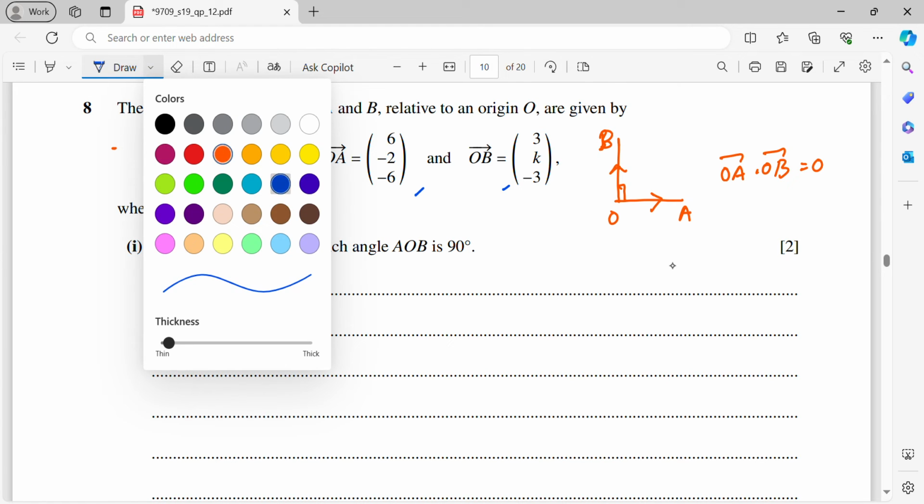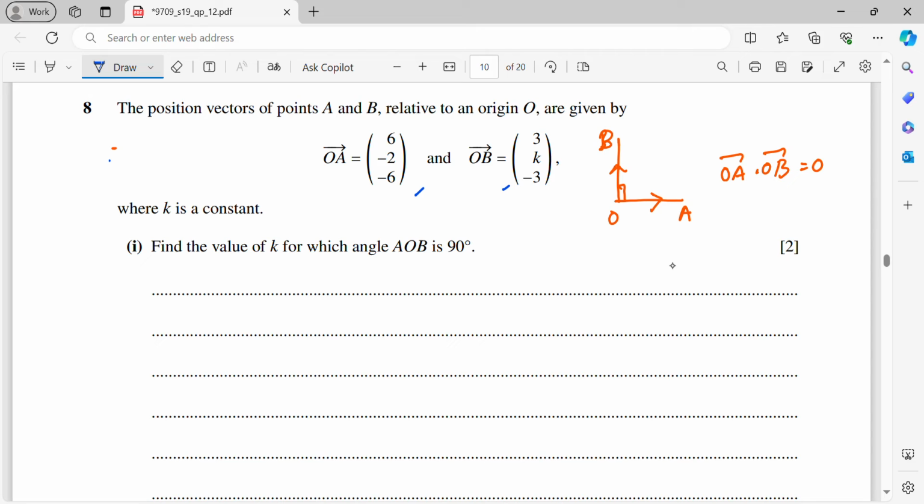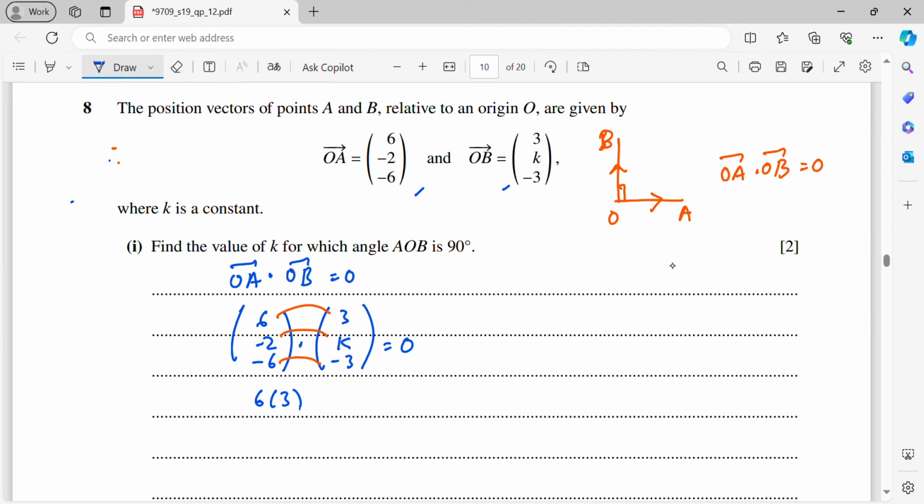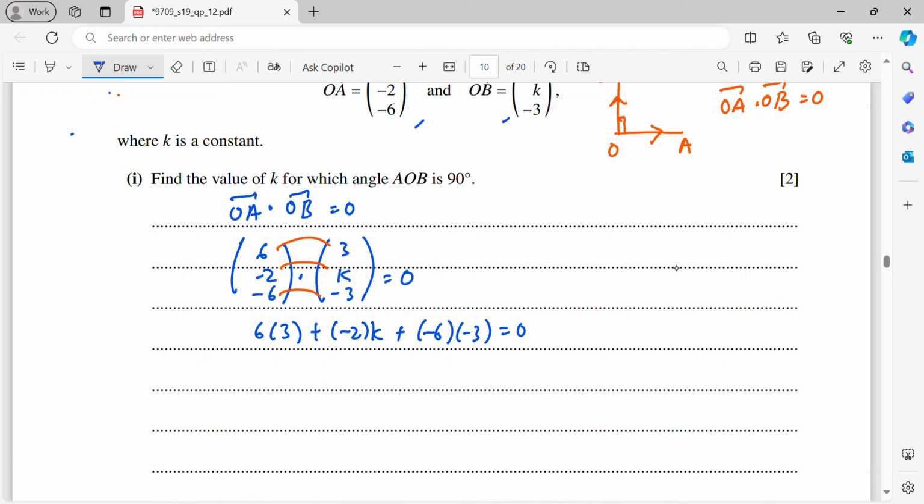Okay, so we need to refer to the dot product or scalar product. So I will start with OA dot OB equals 0. Then now, the OA, (6, minus 2, minus 6) dot (3, k, minus 3) equals 0. So for the dot products, the calculation is you just multiply each component and add all 3 together. So then I will get 6 times 3 plus negative 2 times k plus minus 6 times minus 3 equals 0. Then from here I will get 18 minus 2k plus 18 equals 0.